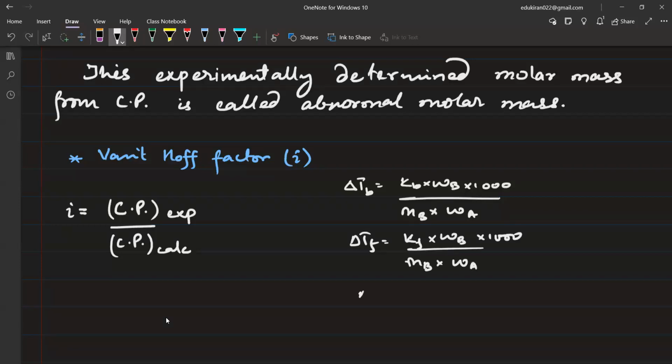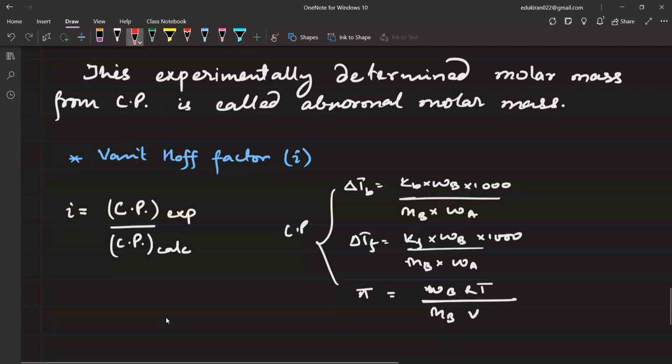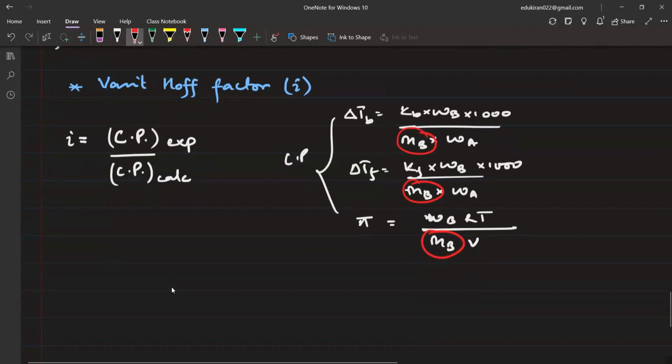If you look at pi, we have seen just now, it is equal to WB RT divided by MB into the volume. You can see all of these colligative properties are inversely proportional to the molar mass, because the molar mass is always coming in the denominator. That is why I can write a point: colligative property is inversely proportional to the molar mass of the solute. Now I can define i with respect to molar mass also.